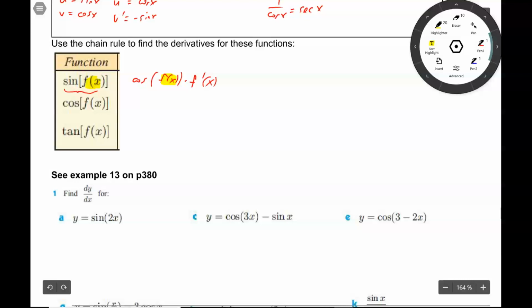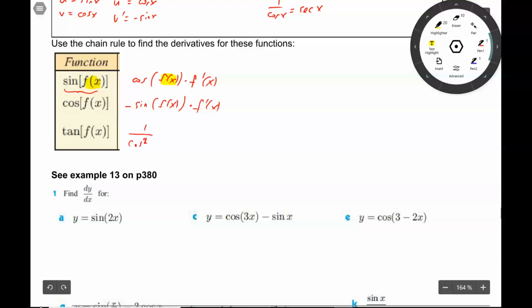Same thing with cosine. When we take the derivative of cosine, we would do negative sine of f of x, so the inside part stays exactly the same. And then we multiply by the chain rule. We multiply by the derivative of the yellow part. Tangent x, remember the derivative of tangent x is 1 over cosine squared x.